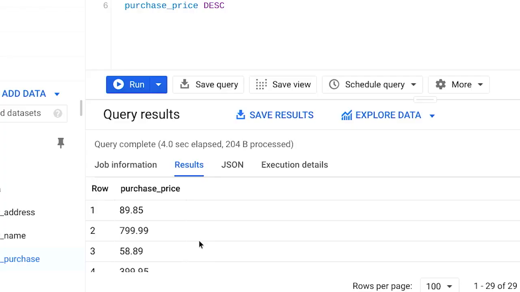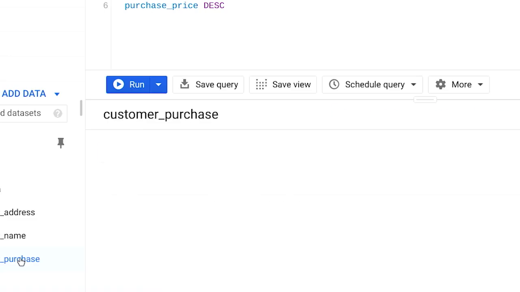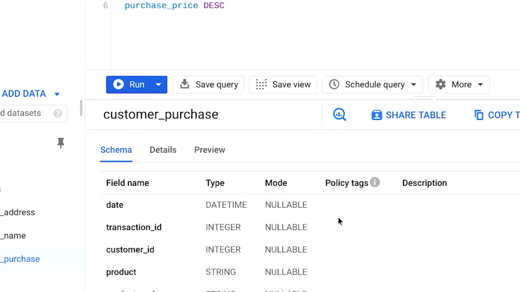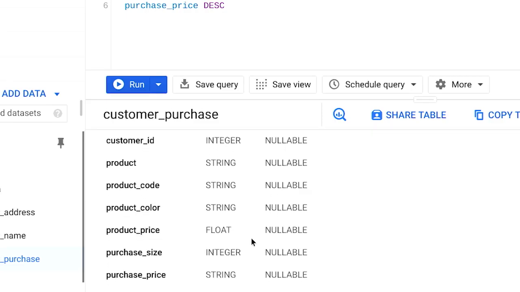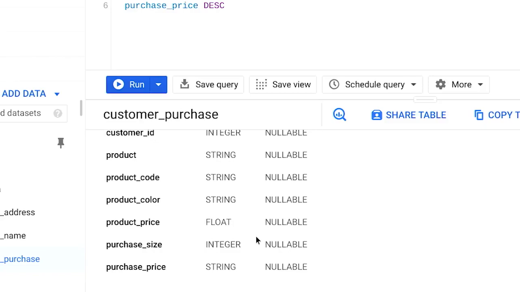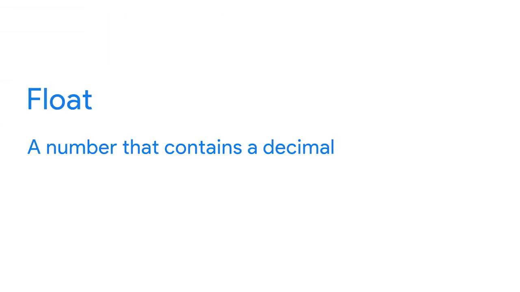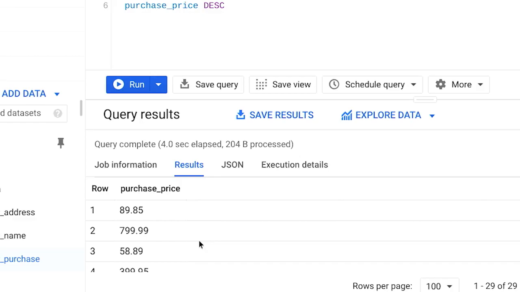The database doesn't recognize that these are numbers, so it didn't sort them that way. If we go back to the customer_purchase table and take a look at its schema, we can see what data type the database thinks purchase_price is. It says here, the database thinks purchase_price is a string, when in fact it is a float, which is a number that contains a decimal. That is why 89.85 shows up before 799.99.